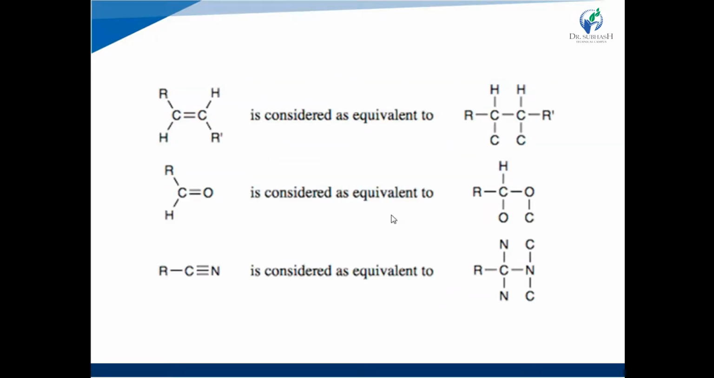First is the same: carbon double bonded to carbon, right? Then carbon double bonded to oxygen. When the pi bond between carbon and oxygen is broken, the carbon is again attached to an oxygen and the oxygen is again attached to a carbon. In carbon triple bonded to nitrogen, the 2 pi bonds are broken and the carbon atom is again attached to 2 nitrogen atoms and the nitrogen atom is again attached to 2 carbon atoms, right?